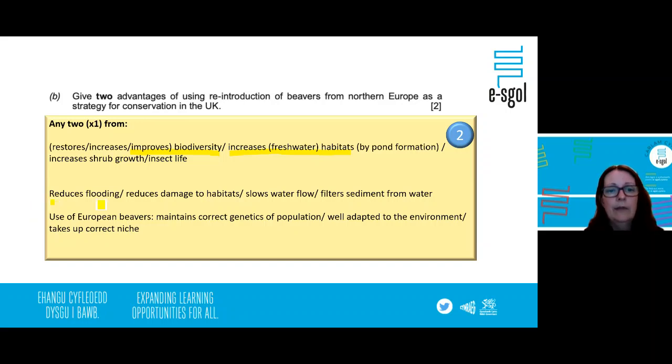Another example, it might be to reduce flooding. And because we're using beavers that are European, then this means that they are either well adapted to the environment, or in terms of our gene pool, we are using the correct genetics there to support that reintroduction.